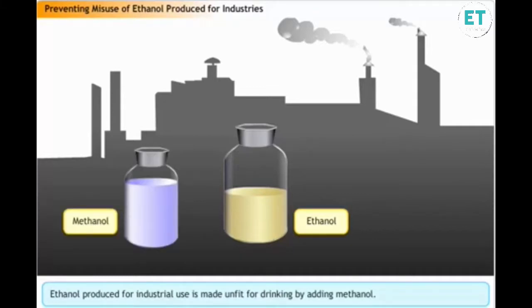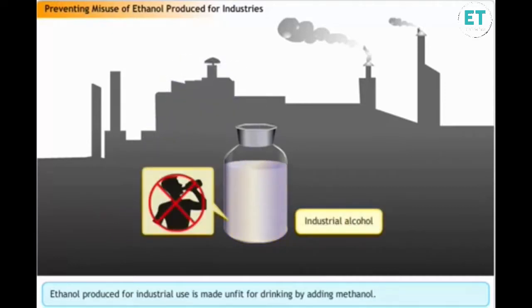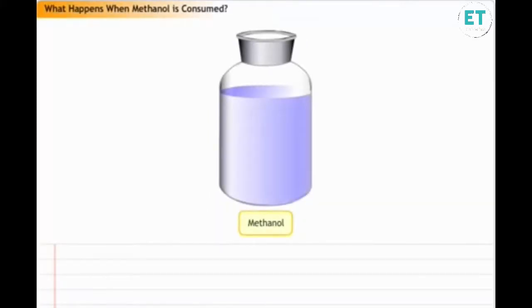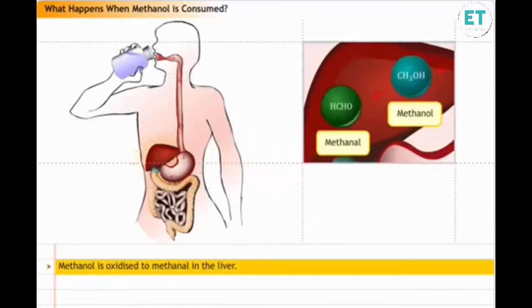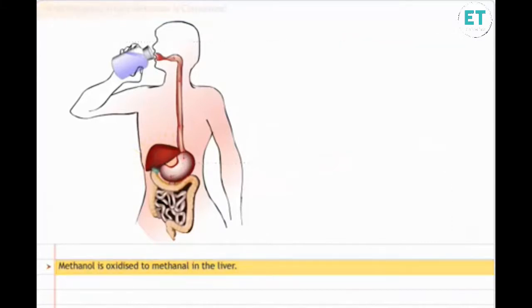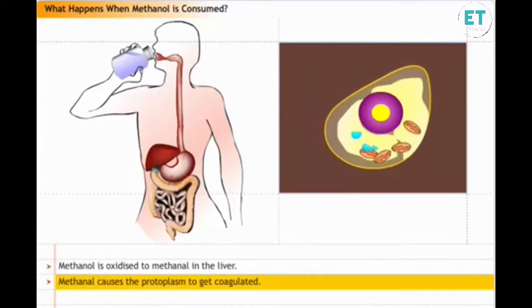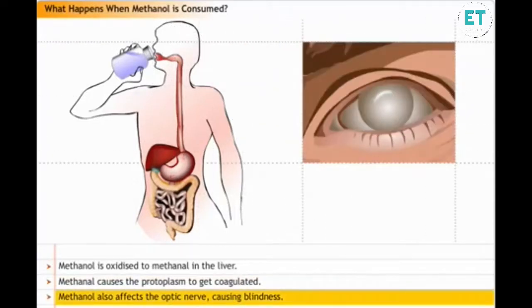To prevent the misuse of ethanol and to make it unfit for drinking, methanol is added. Methanol is poisonous, and unlike ethanol, the consumption of methanol in very small quantities can cause death. Here is what happens when someone consumes methanol. Methanol gets oxidized to methanal in the liver. Methanal reacts rapidly with the components of cells, causing the protoplasm of the cells to coagulate. Methanol also affects the optic nerve, causing blindness.